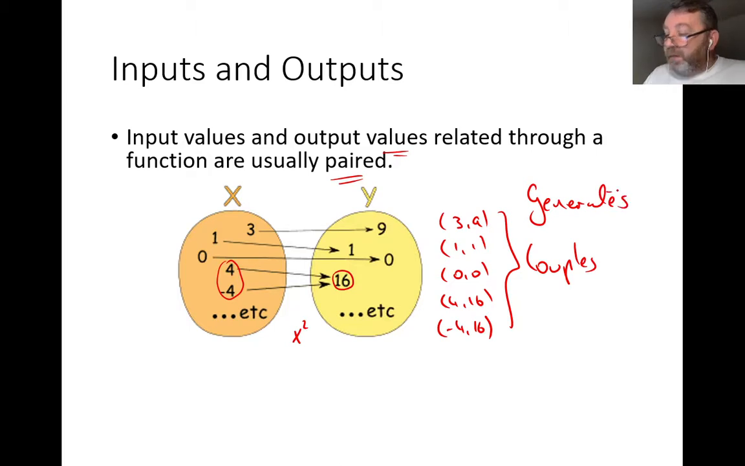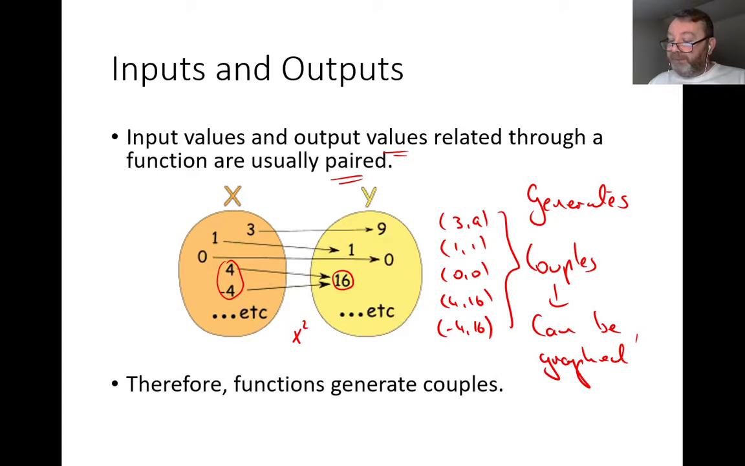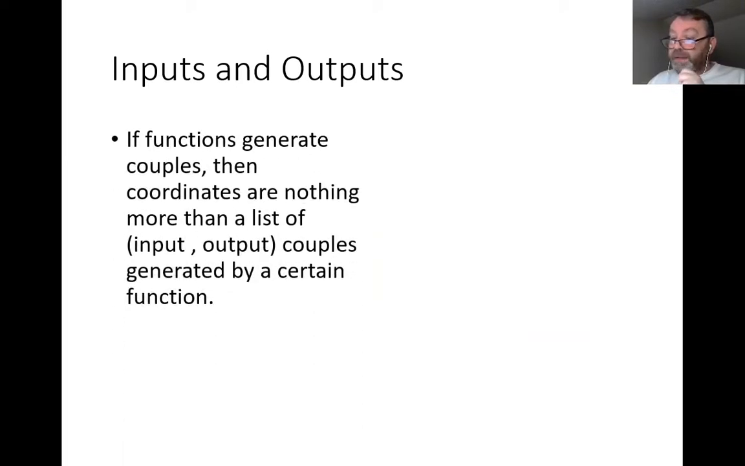Which means now that if functions generate couples, functions can be graphed. And that's the key thing. So functions generate couples, and couples can be graphed. Which means that we now see these functions generating couples that are going to end up on the xy plane. Okay. If functions generate couples, then coordinates are nothing more than a list of input-output couples, which are generated by a certain function. Now, that's extremely important. So the coordinates in any function are nothing more than a list of input and output couples.